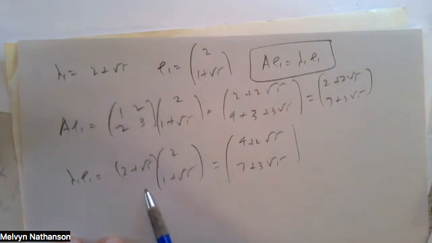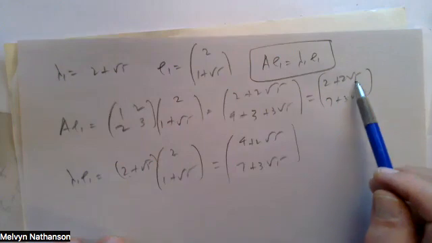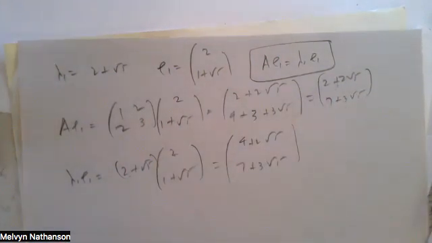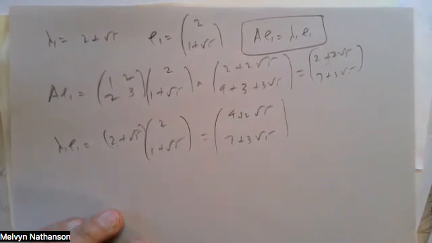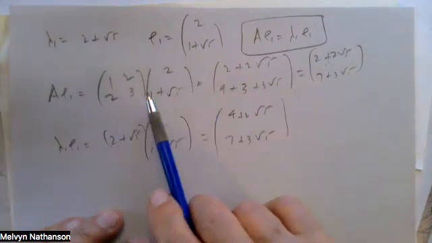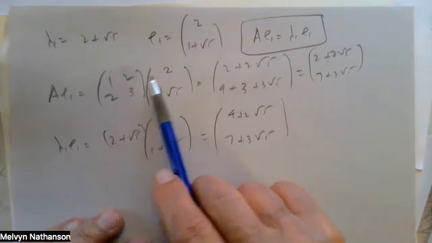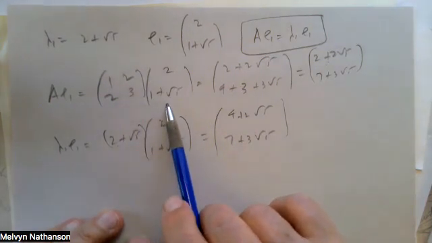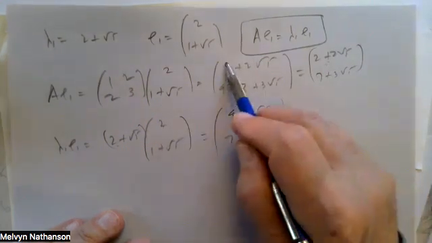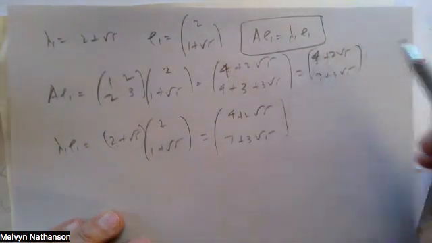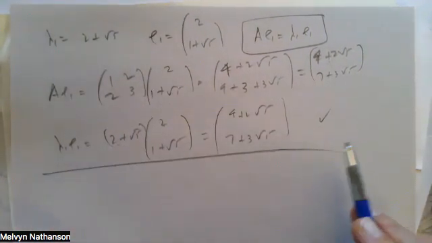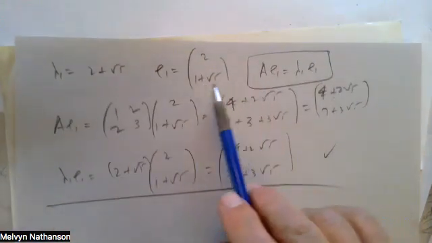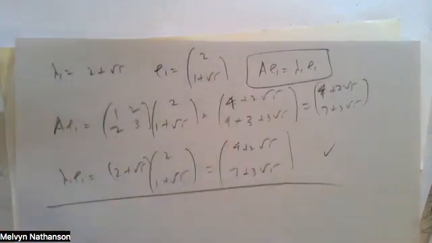This is right, but what? Something is wrong with that. This is 2 plus 2 plus 2 root 5. That's 4 plus 2 root 5. And now it is correct. Okay. So good, I win. So this is one eigenvalue, 2 plus root 5, and this is a corresponding eigenvector.